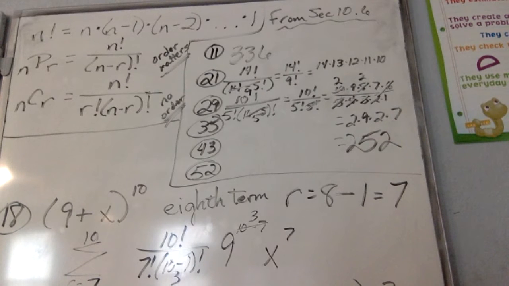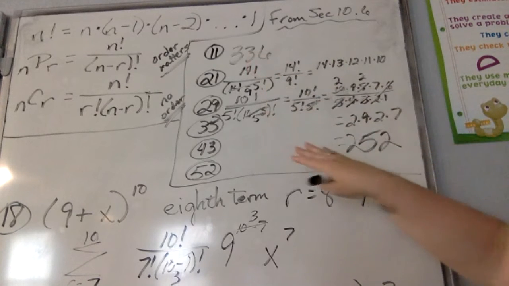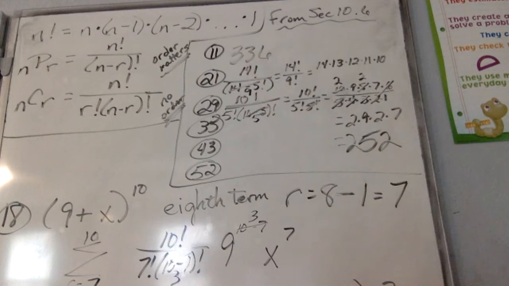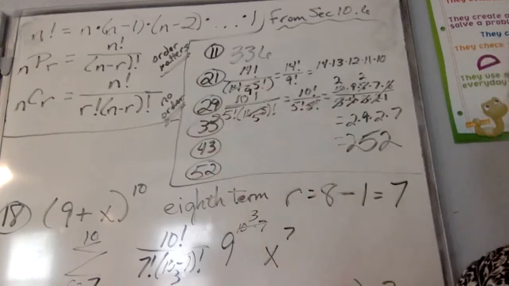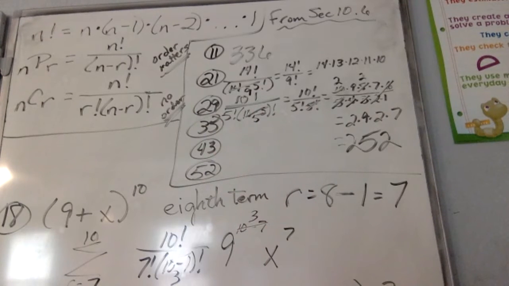If it's permutation, it's the first formula. If it's combination, it's the second formula. Okay, for number 43, we set it up. We said it was a permutation because you're doing officers, so they're in a place, in an order. So since it was a permutation, there were 55 members total, and they were picking 3 officers.